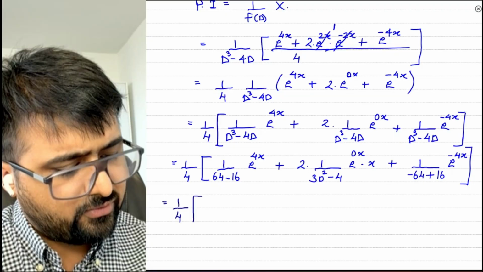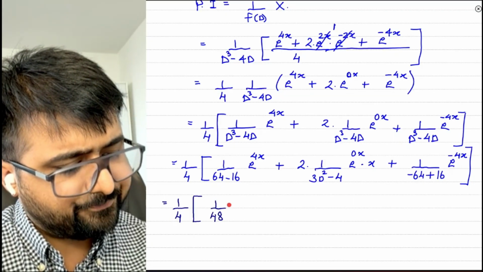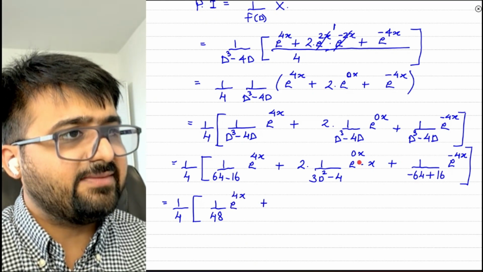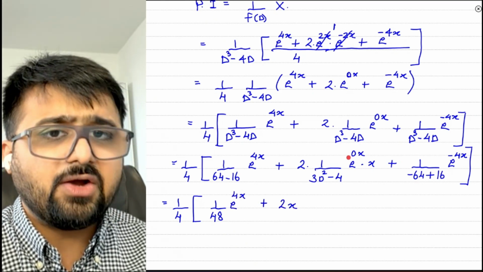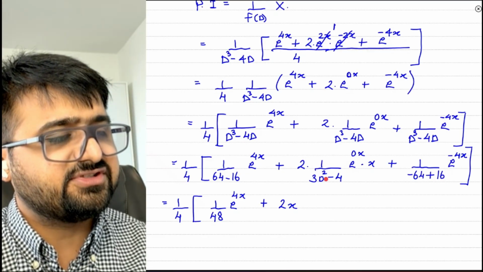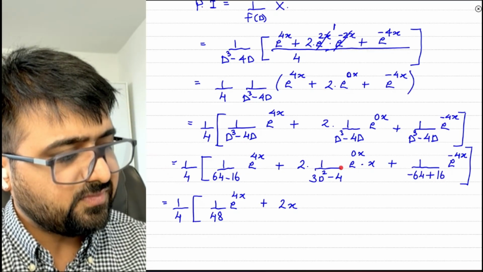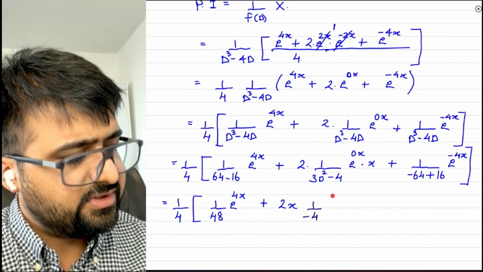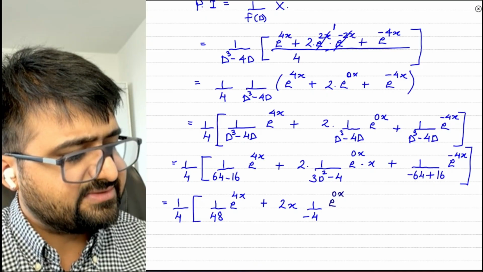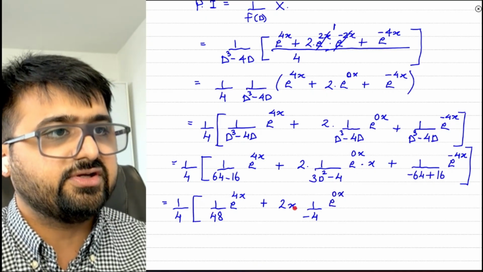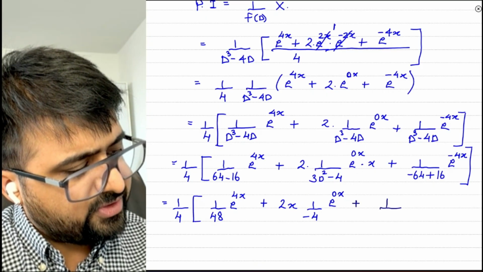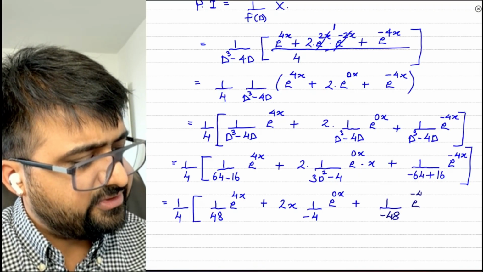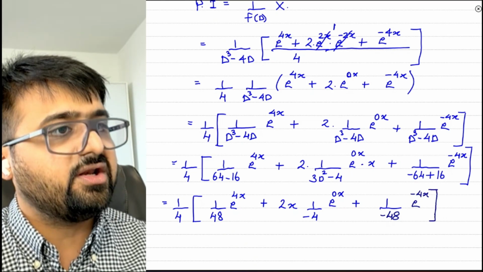So we have 1 upon 4, and 1 upon 48 e to the power 4x, plus we have 2x. Now can we substitute 0 here? Yes, we can. We can just substitute 0 here and this will not become 0 anymore. So this is 0 minus 4. So 1 upon minus 4 into e to the power 0x, which is essentially 1, and we already wrote this x over here. Okay. Plus 1 upon minus 64 plus 16, this is minus 48, e to the power minus 4x. And that is your particular integral.